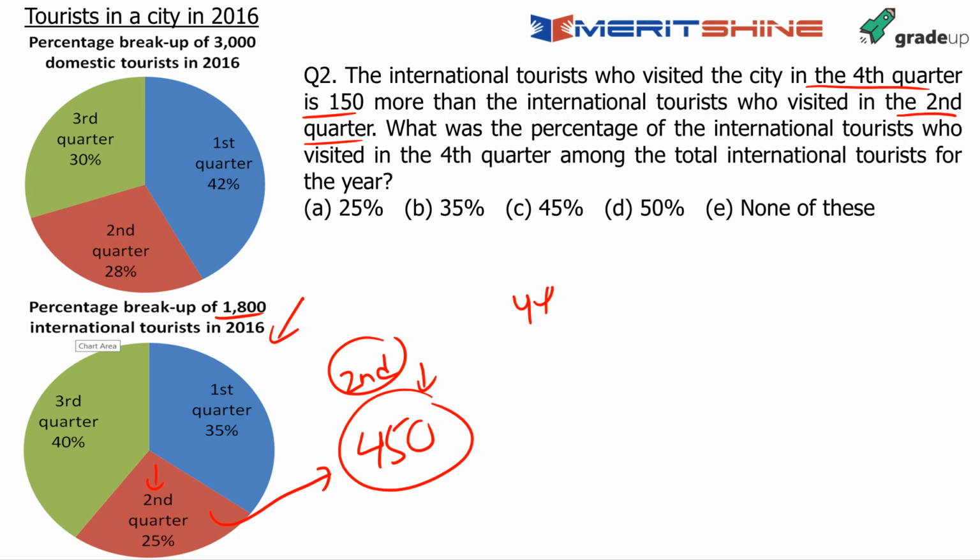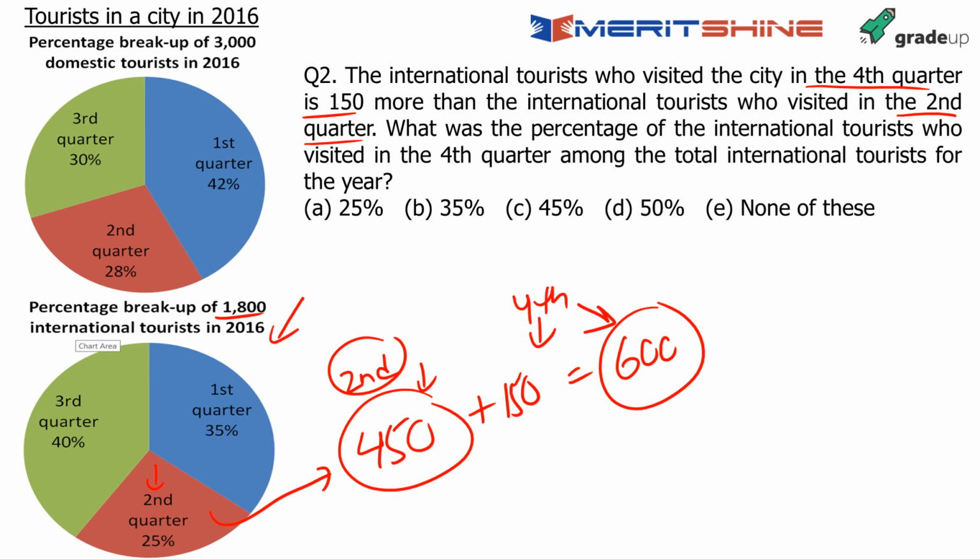So what would be the number of international tourists in the fourth quarter? 150 more than that. So this 450 plus 150. How much is that? 600. So the number of international tourists in the fourth quarter becomes 600. Up to here it should be clear to everyone, no problem.